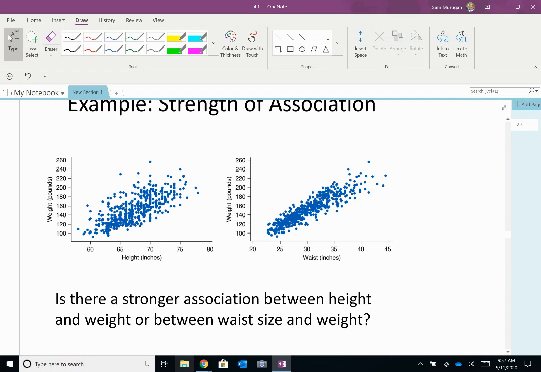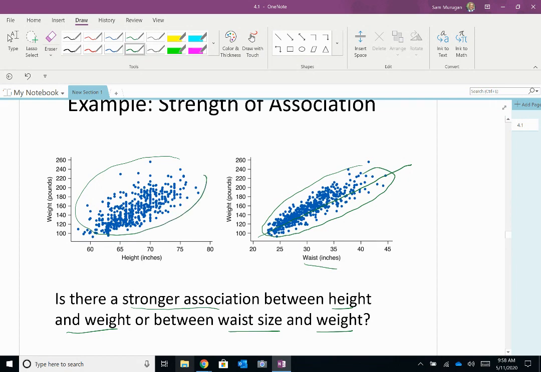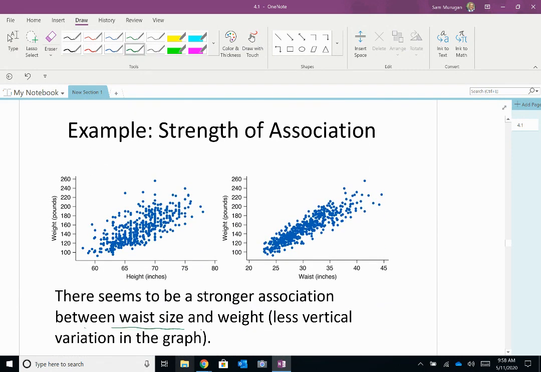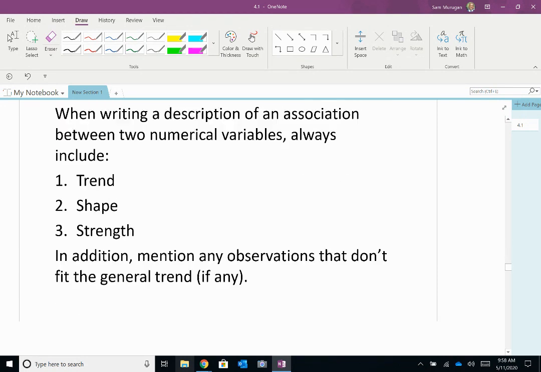Here is an example of height as related to weight and waist size as related to weight. Is there a stronger association between height and weight or between waist size and weight? So observe, this one has very little change. It's trending that way. But this one is more scattered. So there is clearly a stronger association between waist size and weight. They go on to explain that there seems to be a strong association between waist size and weight because there's less vertical variation here. It's trending roughly along the same line. This is more spread out.